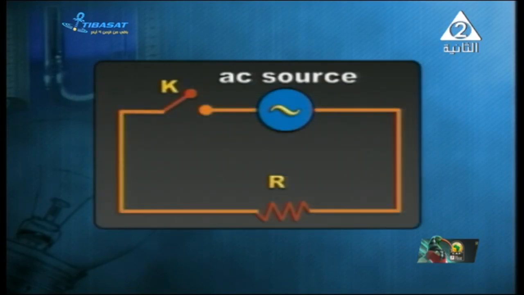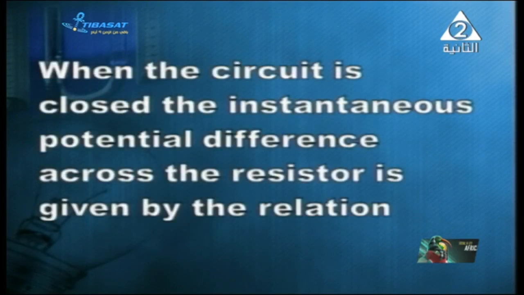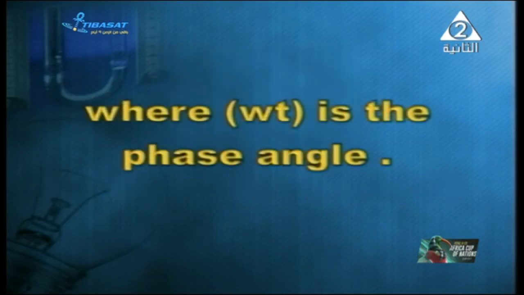So we've got a source. This circuit, of course, is powered by AC current, powered by a dynamo. When the circuit is closed, the instantaneous potential difference across the resistor is given from the relation. Of course, you remember it. Instantaneous EMF, denoted by V, equals maximum EMF, or V maximum, sine omega t. This is the first equation. And let me remind you that omega t is theta, which is the phase angle.